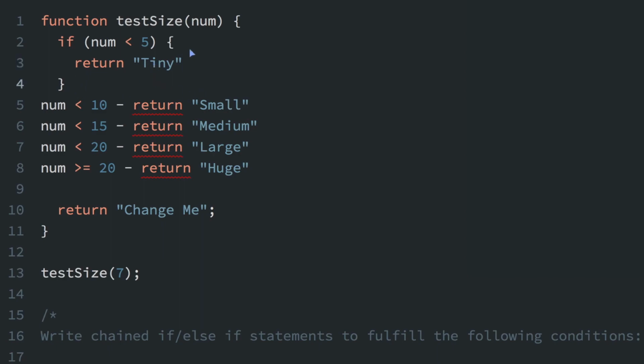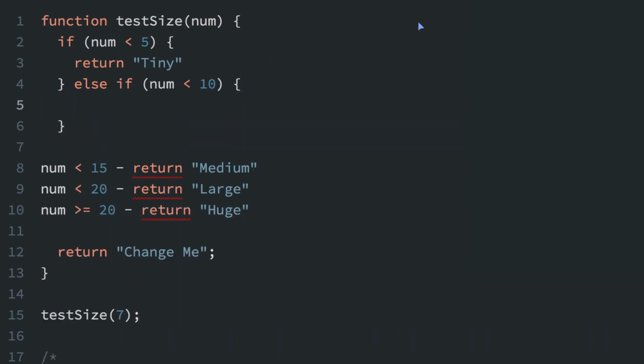Now we're going to use an else if statement. And I've got the curly braces. First of all, I also need to put the condition in these parentheses. I'm just going to cut this: number is less than 10, put it right here, and we're going to return "small". So I'll put that in the curly braces here.